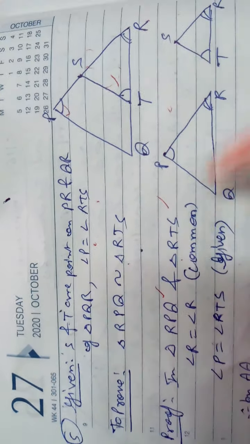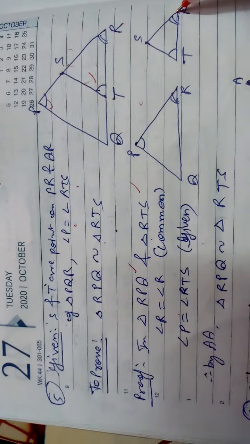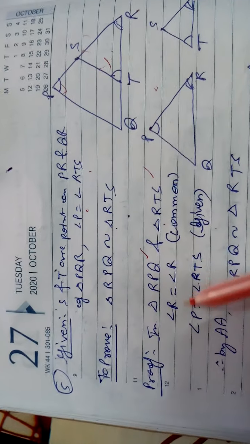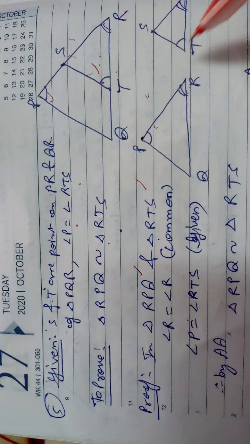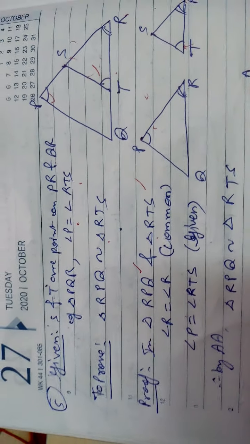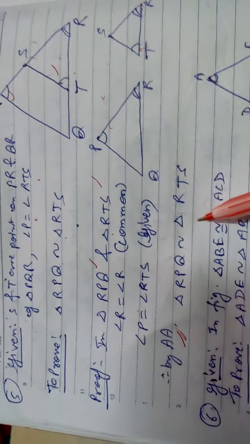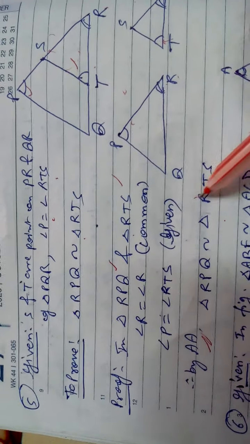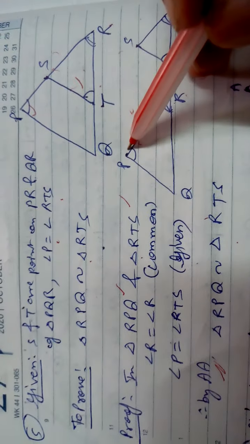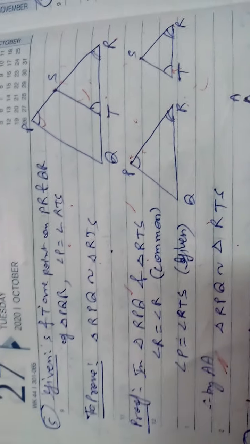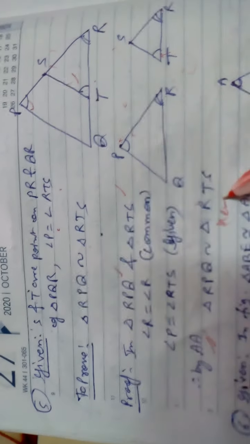What is to prove that you write with the end. Angle R equal to angle R common. Separate figure I have drawn. Angle R equal to angle R common. Angle P is equal to RTS, it is given. Angle P is equal to this angle, it is given. So by double A similarity, triangles are similar. RPQ similar to RTS. Not RST because T is equal to P. So name will be according to the equal parts. Hence proved.